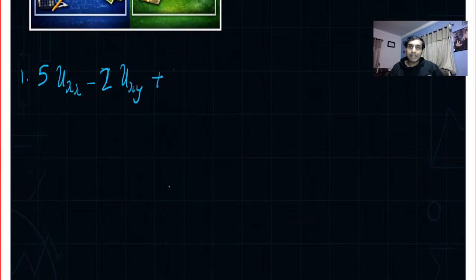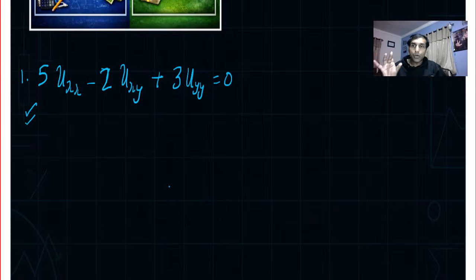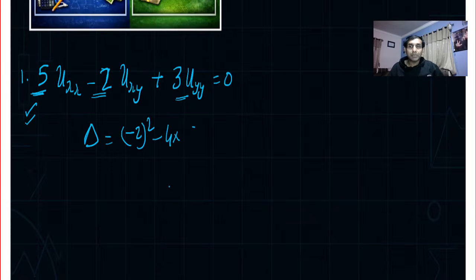Classify the following equation. The first question is 5uxx minus 2uxy plus 3uyy equal to 0. Point number 1, it is a second order differential equation. And I'm going to classify by discriminant. What is the formula for discriminant? B square minus 4ac. I can see a is 5, b is minus 2, c is 3. So minus 2 the whole square minus 4 times 5 times 3, and that is equal to minus 56, less than 0. Classified, it is an elliptic equation.